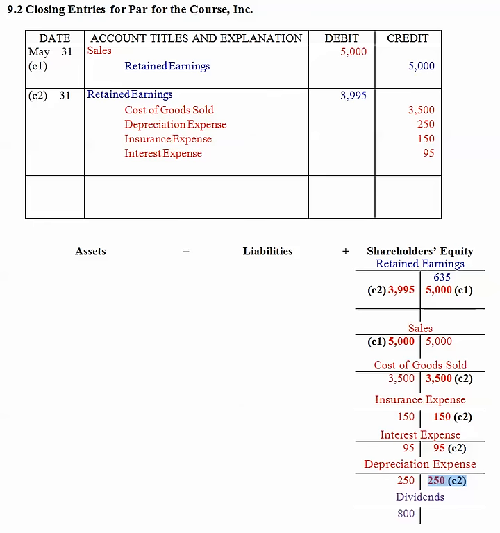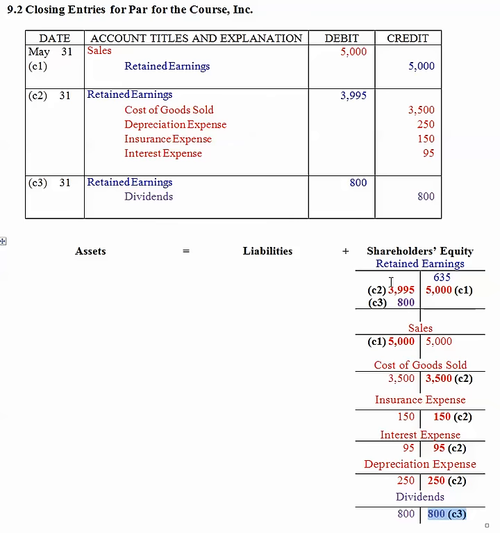Lastly, we'll do the same for dividends. It has an $800 debit balance, so we'll zero it out by crediting dividends and debiting retained earnings. And then by posting those, that's what's going to occur. So if you look at the balances here, they're all zero, and that means that we're ready for the next accounting period. We can track next year's revenues, expenses, and dividends.